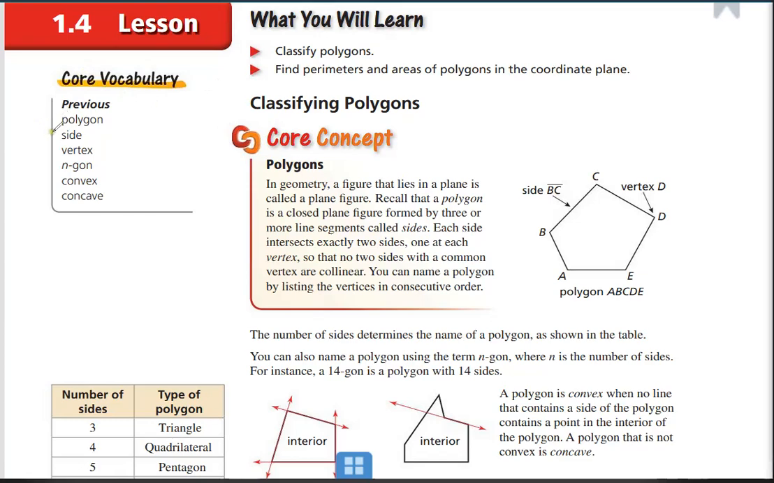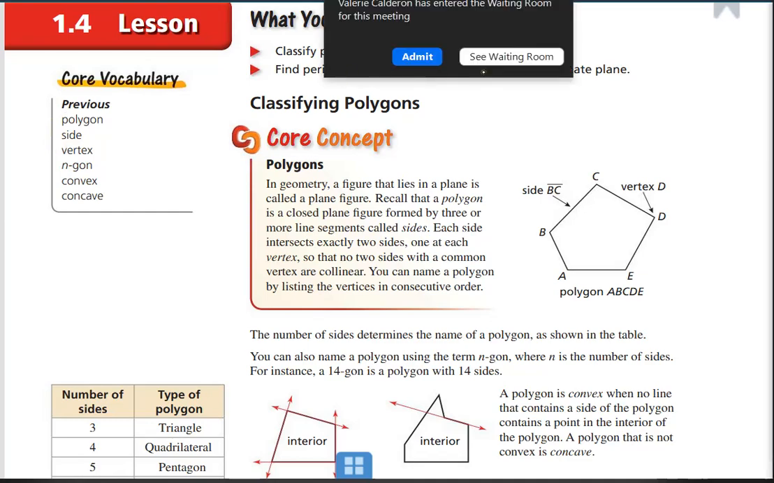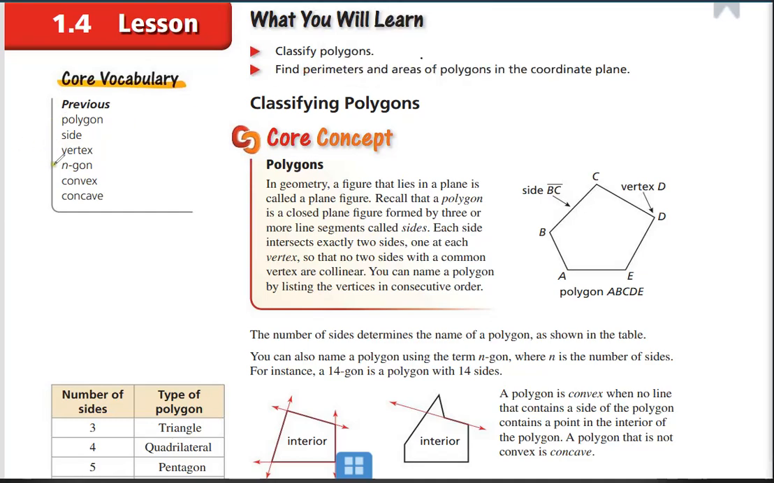So there's a few bits of vocabulary here. Polygon, side, vertex. You've heard me use that word before. Vertex, n-gon, convex, and concave. Okay, so polygons, poly means many. So polygons means many-sided figure. So polygons includes triangles, it includes four-sided figures called quadrilaterals, 5 sides, 6, however many sides you want.